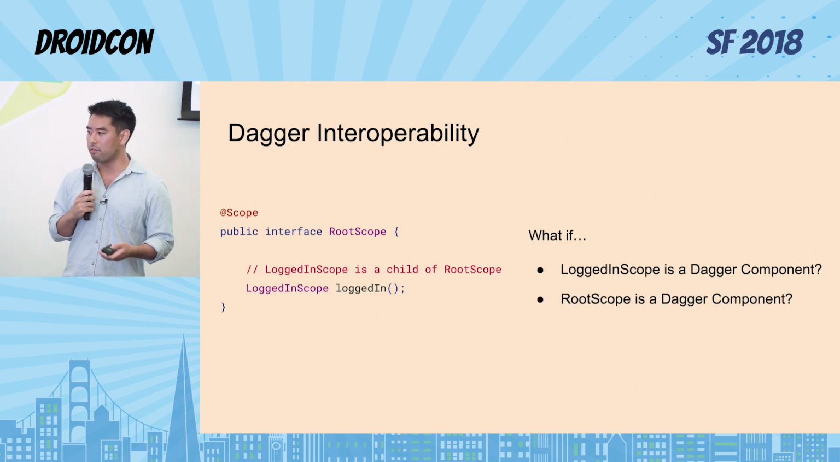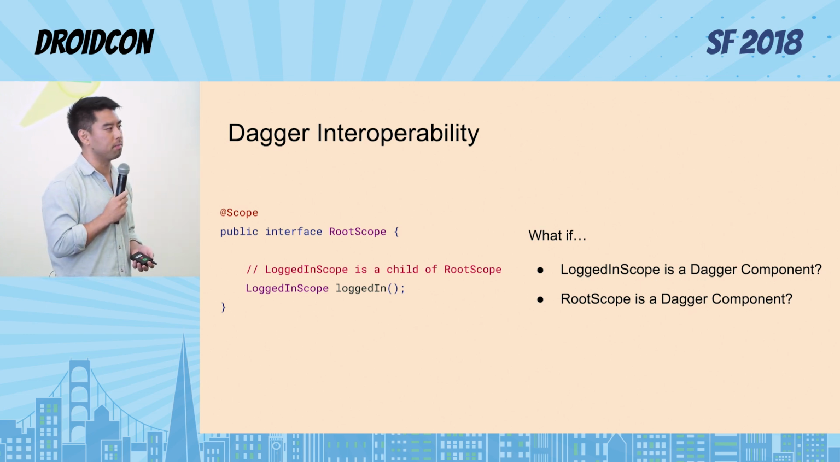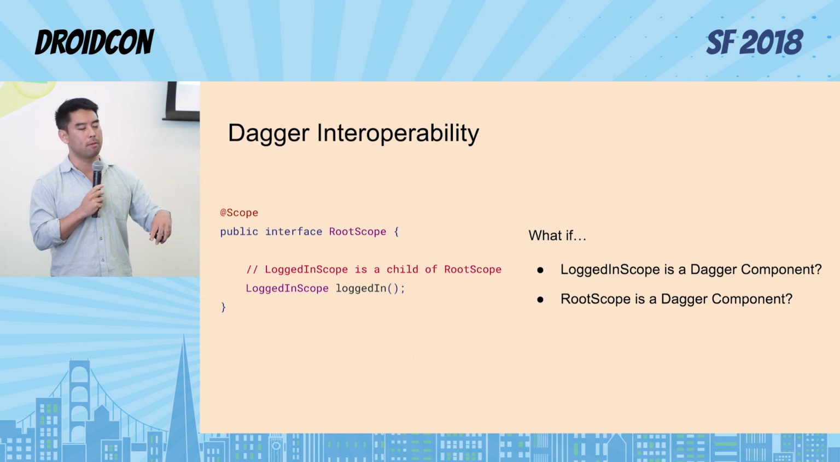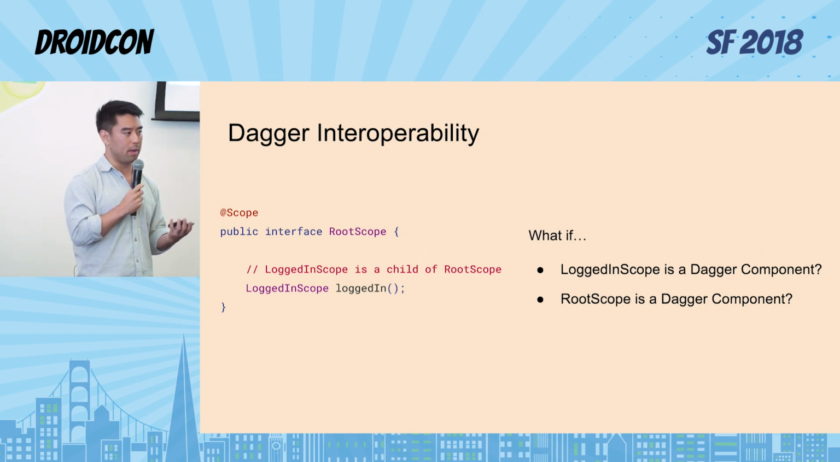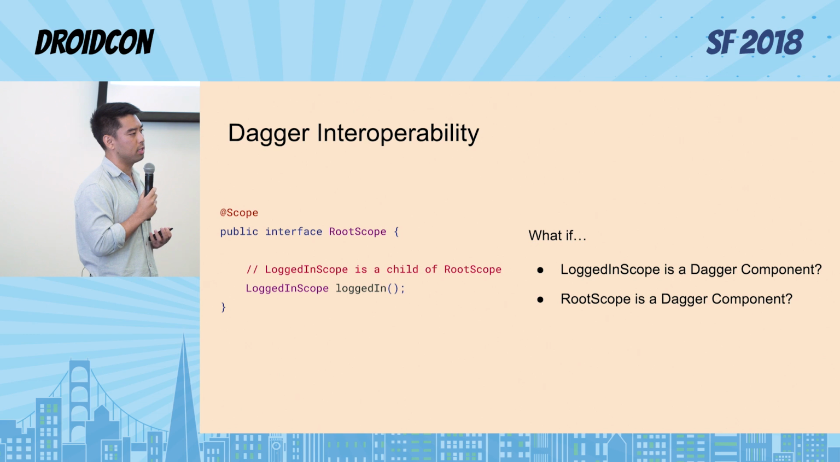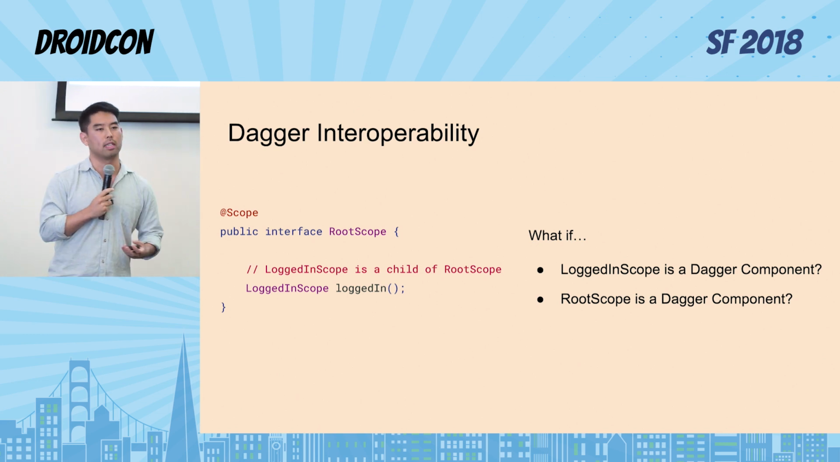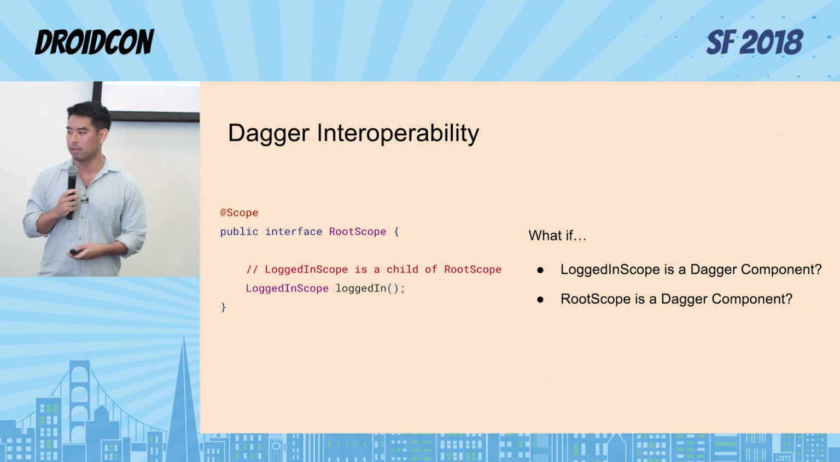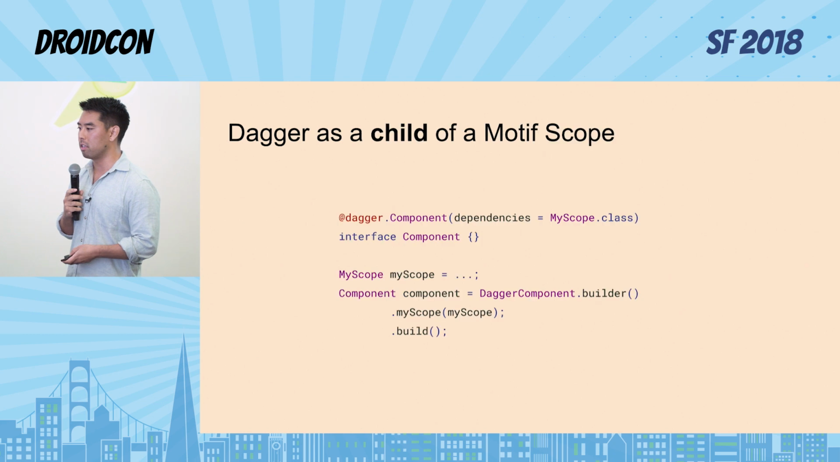And the second, the converse, is what if root scope is a Dagger component? So can we have a Dagger component that's a parent of a Motif scope? So this would be probably the more common use case, which is if you have an application that's already using Dagger, can you attach a Motif scope just to try it out or begin migrating? So both of these are possible, so we'll take a look at each scenario.